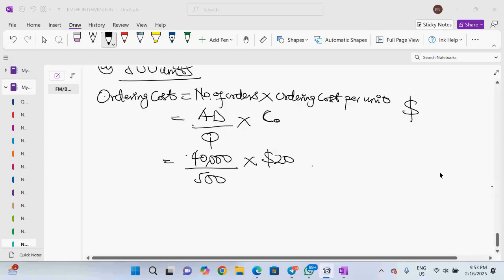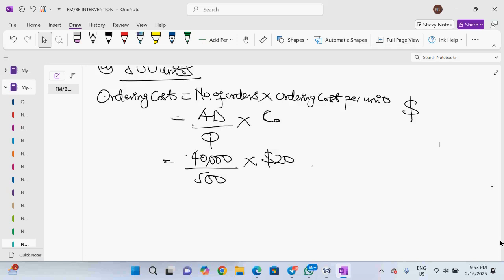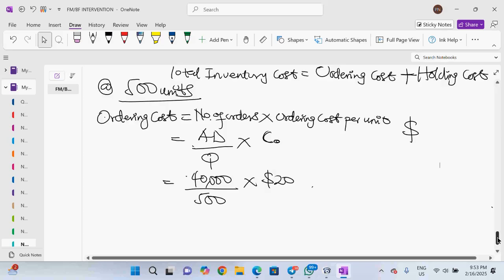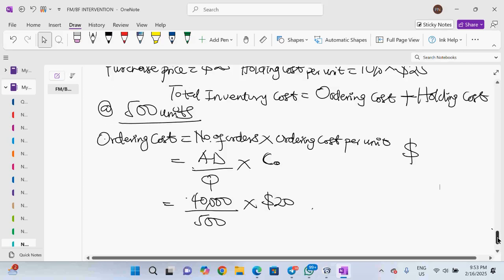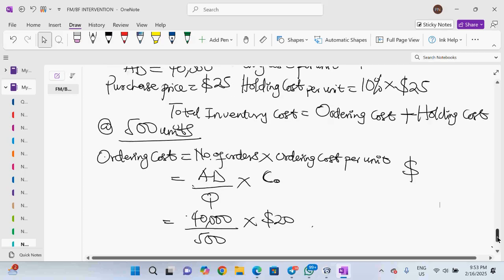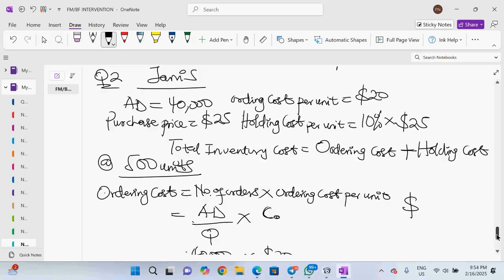So as I was saying, holding cost per unit is 10% of the $25, right? So the total inventory cost is ordering cost plus holding cost. Why? Because there is no discount in this question. In this question, there is no discount.